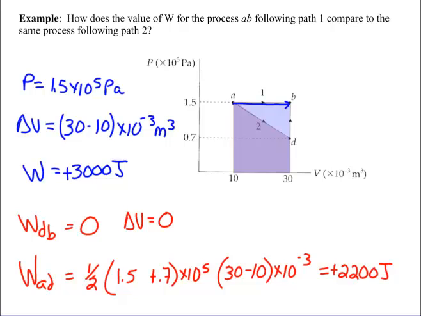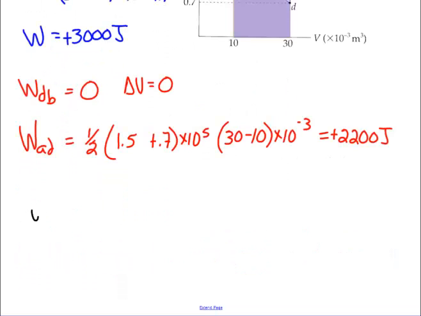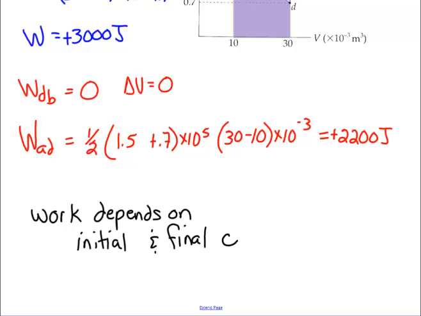So depending on which path I take, the work varies. So it turns out that work depends on a variety of things. Work depends on initial and final conditions. And, more importantly, sometimes work depends on the path taken.